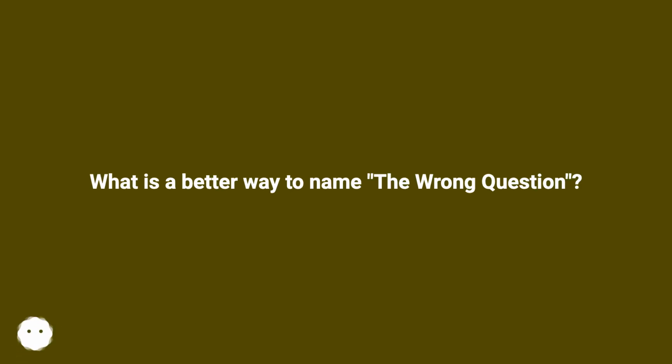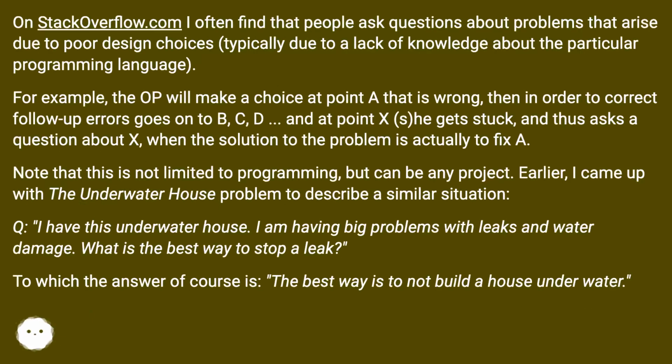What is a better way to name the wrong question? On stackoverflow.com, I often find that people ask questions about problems that arise due to poor design choices, typically due to a lack of knowledge about the particular programming language. For example, the OP will make a choice at point A that is wrong, then in order to correct follow-up errors goes on to B, C, D, and at point X, he gets stuck, and thus asks a question about X, when the solution to the problem is actually to fix A.